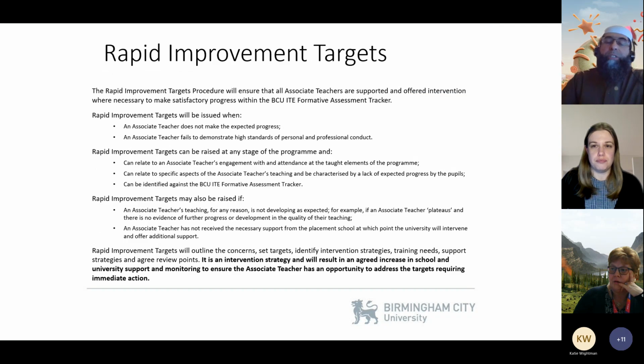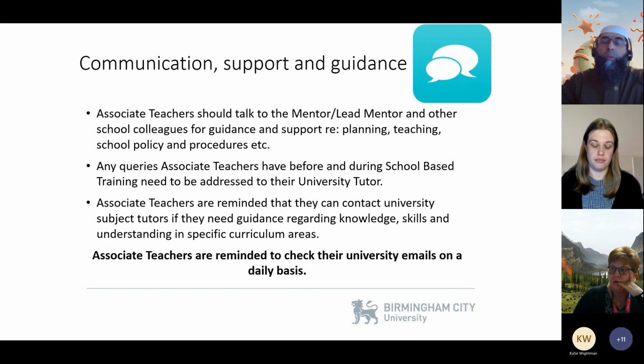And during that first contact that the university tutor makes with the mentor or the lead mentor, they will also complete what we call an initial conversation with school form, which is an electronic form which gathers key information that the university requires from schools.